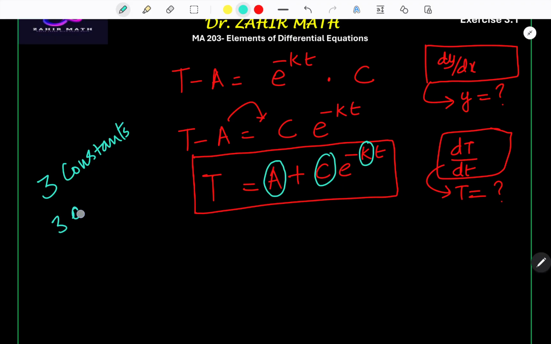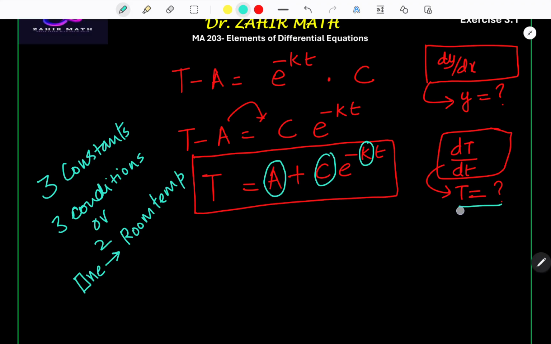So either 3 conditions or 2. Why, teacher? Because one is the room temperature. Sometimes they will give the room temperature directly. So you need to remember the differential equation, not the solution. When you solve it, you will automatically come across the solution. So we get the answer T equals, yes, look here, T equals, we got it.